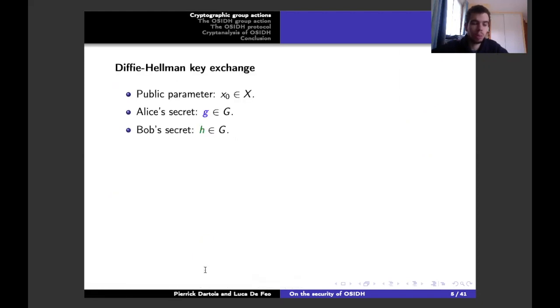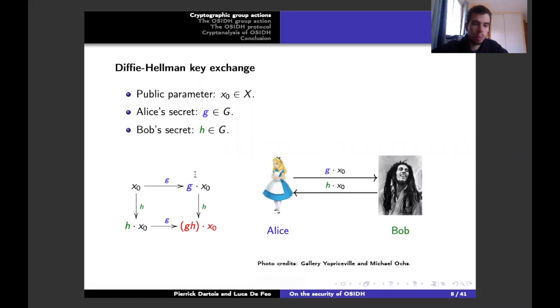We can do a lot of cryptography with cryptographic group actions, including one of the simplest primitives, key exchange. Actually, OSIDH is a Diffie-Hellman key exchange. To set up such a key exchange with a cryptographic group action, we fix a public space element X0. Alice and Bob can choose separately secret group elements G and H. They will act separately on X0 with their secret and exchange the computed data GX0 and HX0.